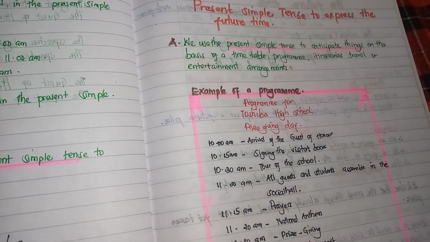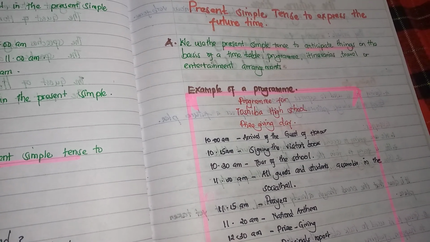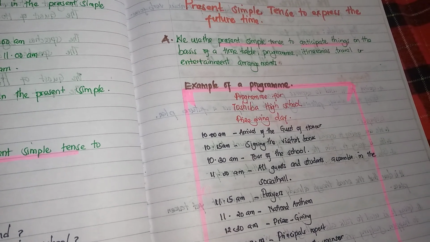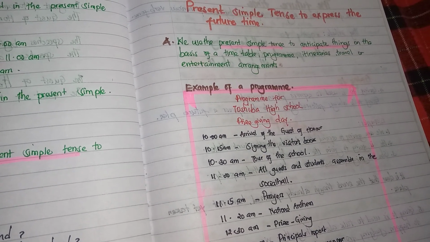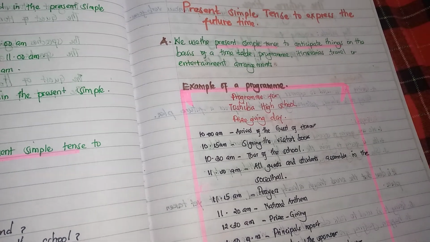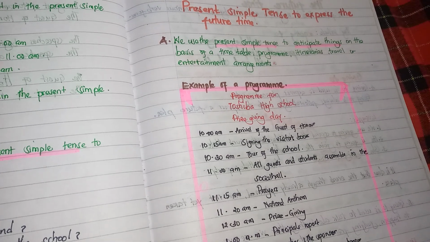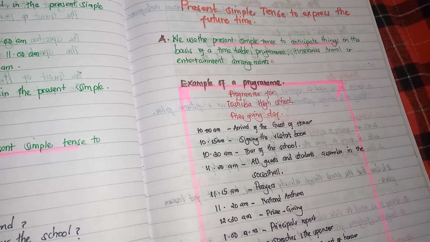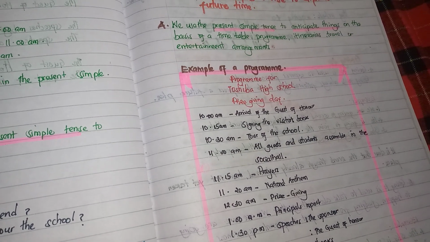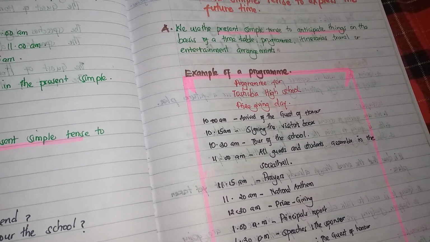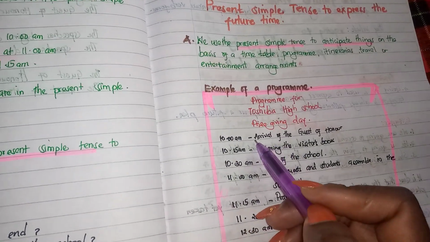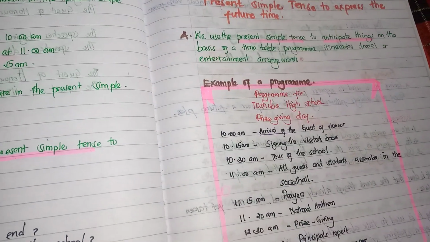For example, we have a program here for Toshiba High School Prize Giving Day, and the program has been written in the present simple tense to anticipate, or to express, what will happen in the future on the prize giving day. We have at 10 a.m., arrival of the guests. You will notice that in this 10 a.m., arrival of the guest is in the simple present tense.